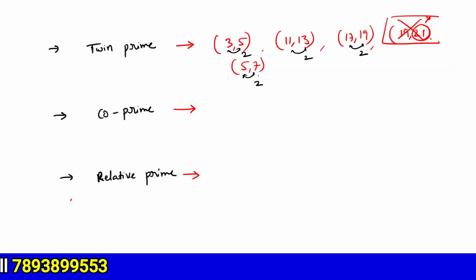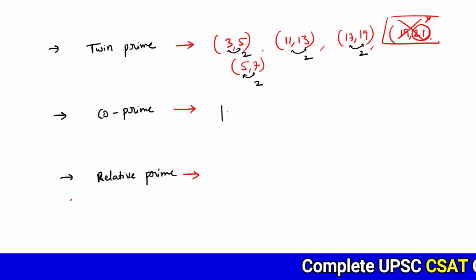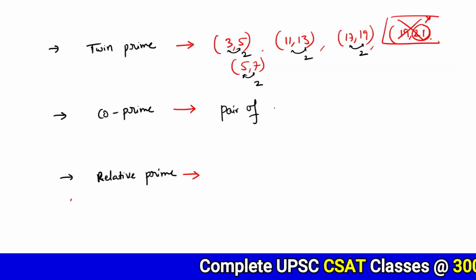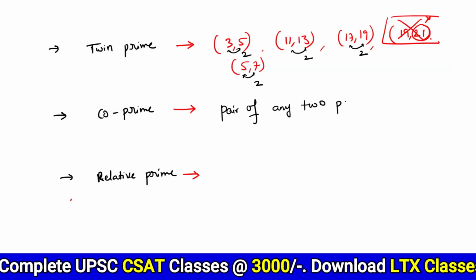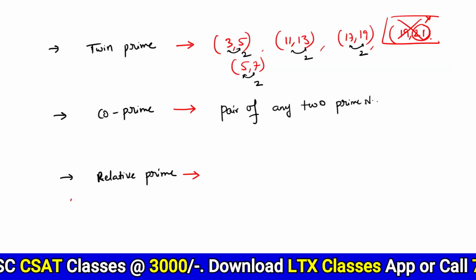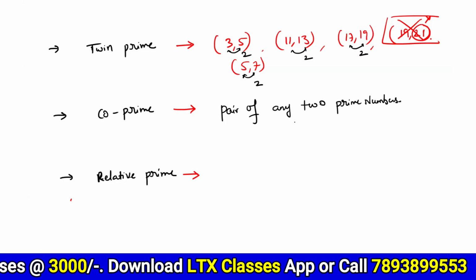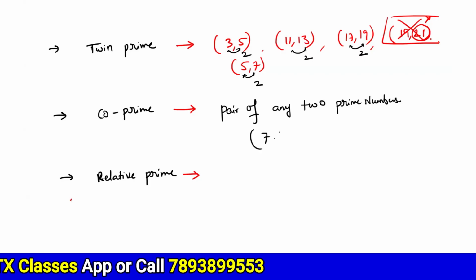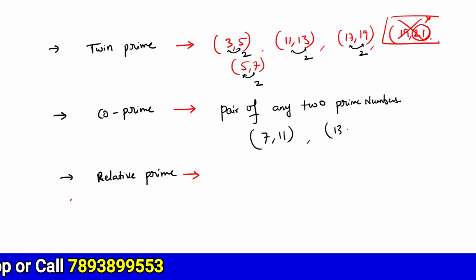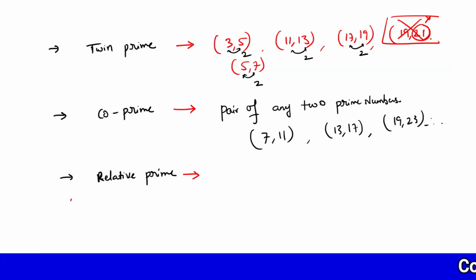And now the next one is co-prime. Regarding co-primes, what we can say is, a pair of any two prime numbers will be called co-prime. You can pair any two prime numbers like 7 and 11, 13 and 17, 19 and 23. Like this, you can pair any two prime numbers, which will be considered as co-primes.